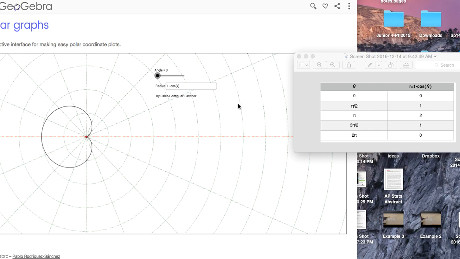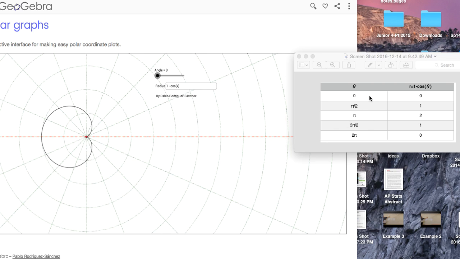So we want to graph r equals 1 minus the cosine of theta. The first thing to notice is that we're just going to list the easy values of theta. We don't need to worry about pi over 4, pi over 6, and pi over 3. While it will make it a little more accurate, it's not necessary.